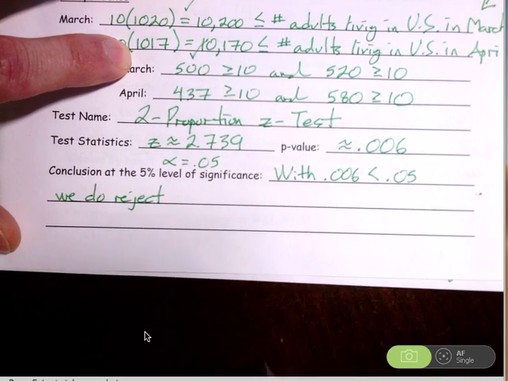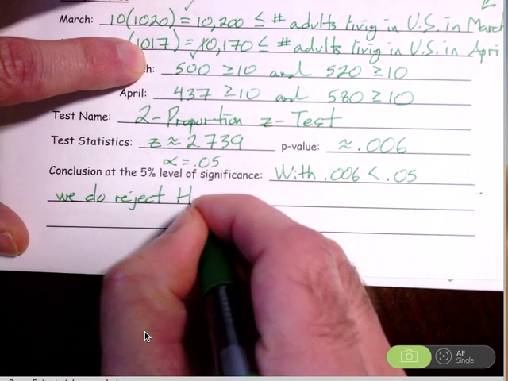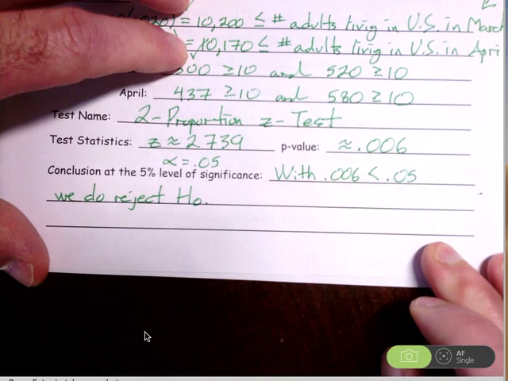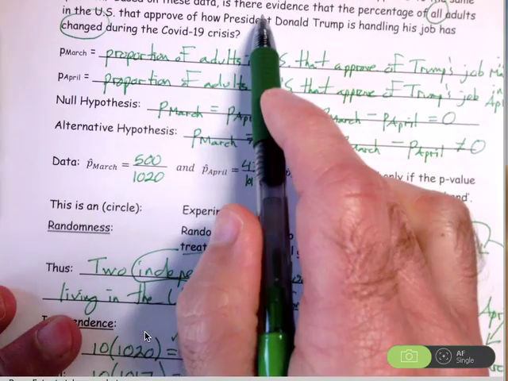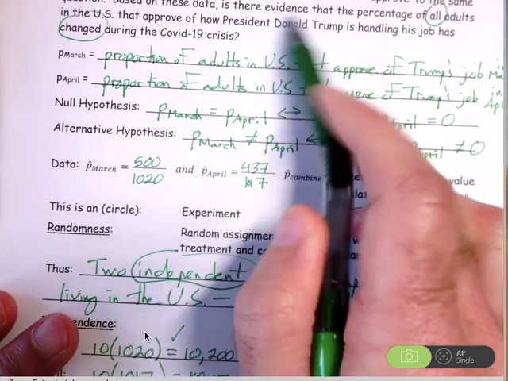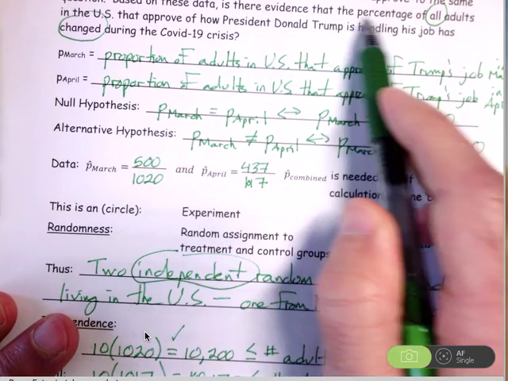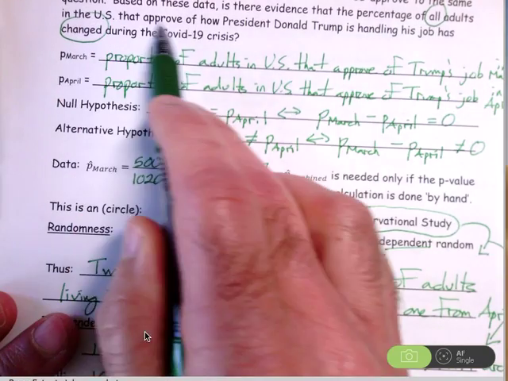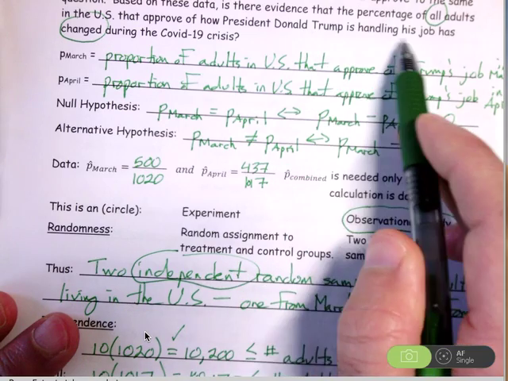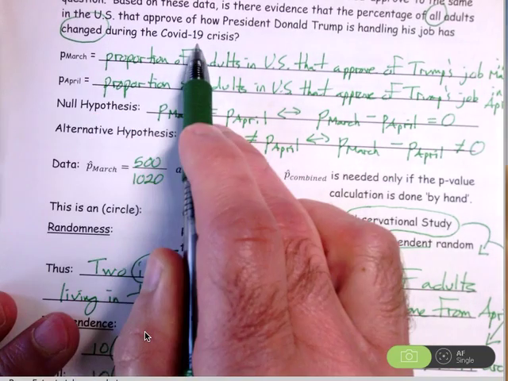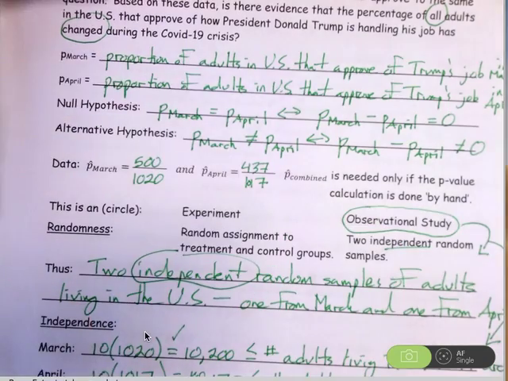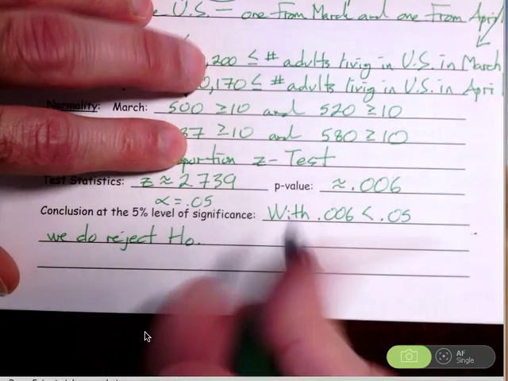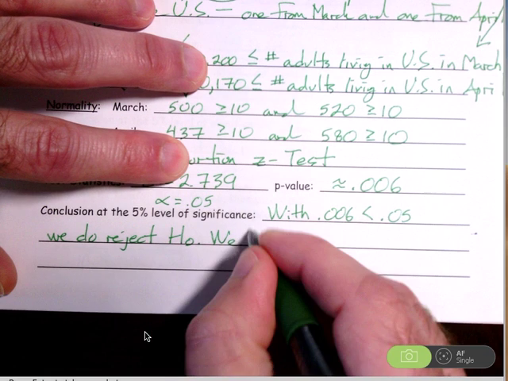And you can write out null hypothesis, or you could simply write H0, that's fine. So then we have evidence, and this is an example where we can just copy the words from the stem of the question. We have evidence, and you can copy the words, that the percentage of all adults in the US that approve of how President Donald Trump is handling his job has changed during the COVID-19 crisis. So it's changed, if you will, from March to April. So I'm just going to copy the words. We have evidence.